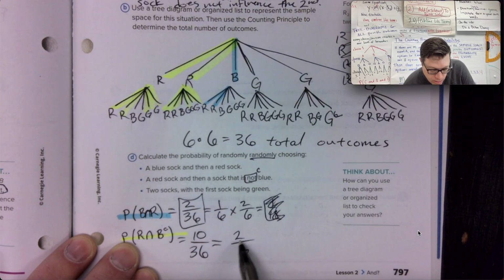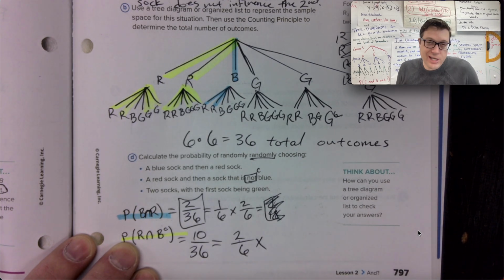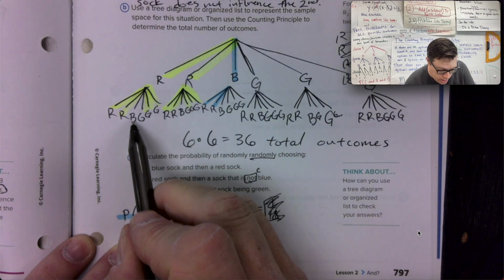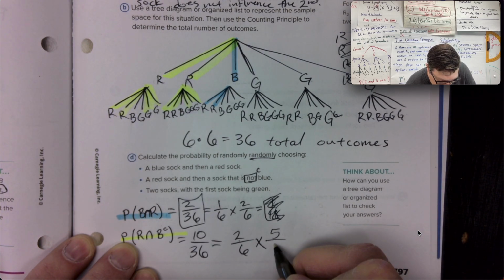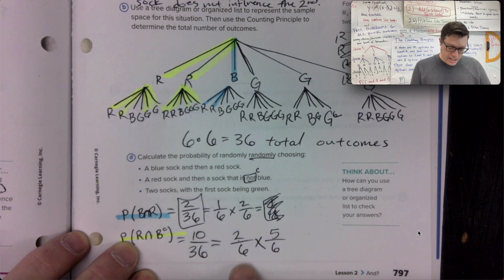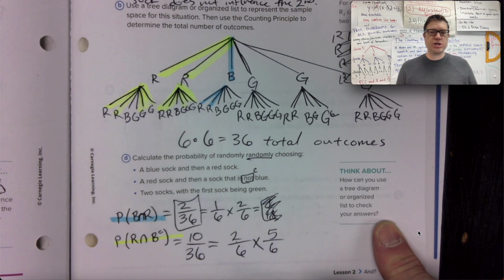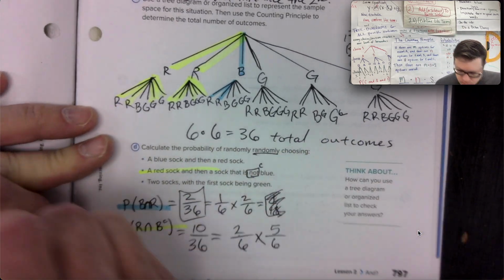So there are 2 out of 6 choices, and we're going to multiply by the number of choices that are not blue. So 1, 2, 3, 4, 5 out of 6 choices not being blue. There's your 10 out of 36 when you multiply the fractions. I left the last one not done ahead of time.